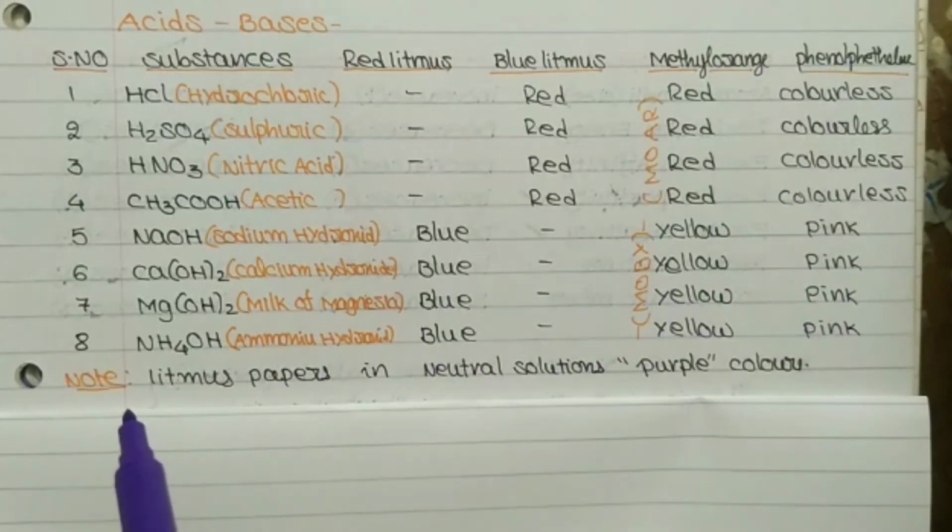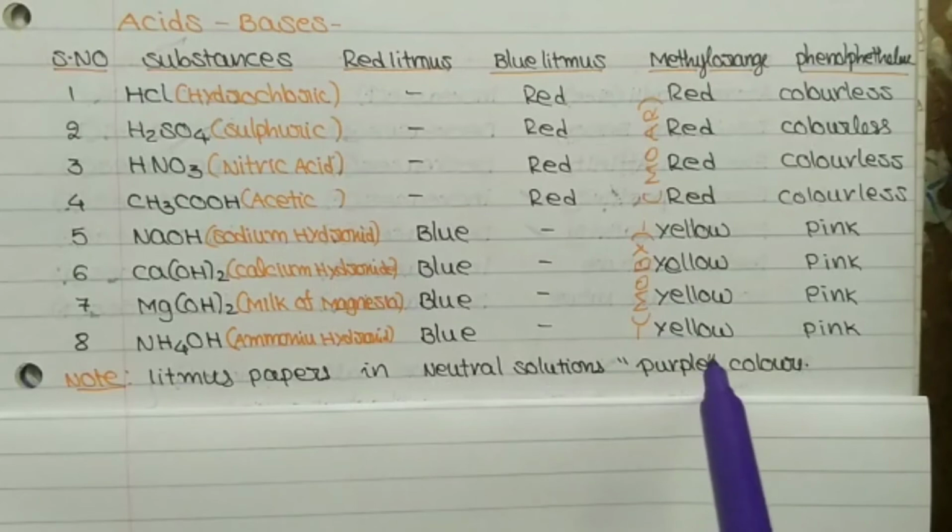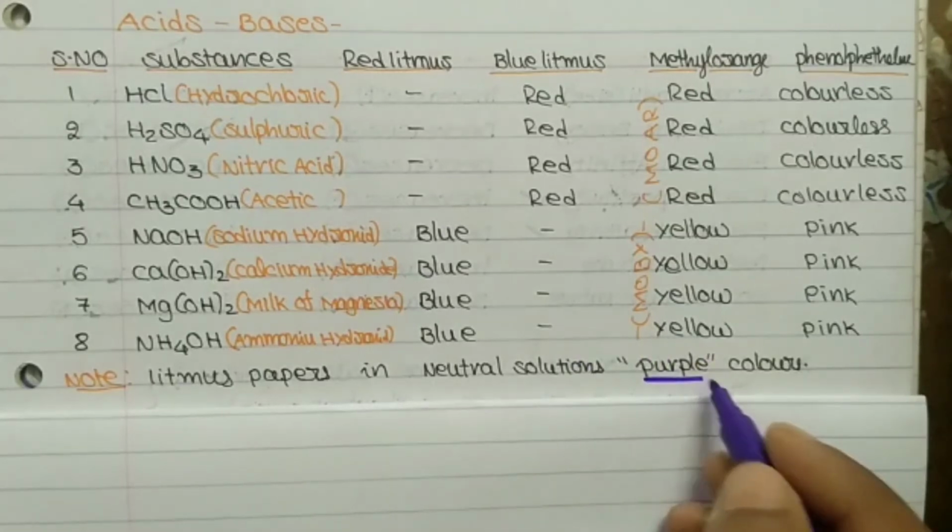Okay, so one important note point: the litmus paper in a neutral solution is a purple color. It is a purple color.